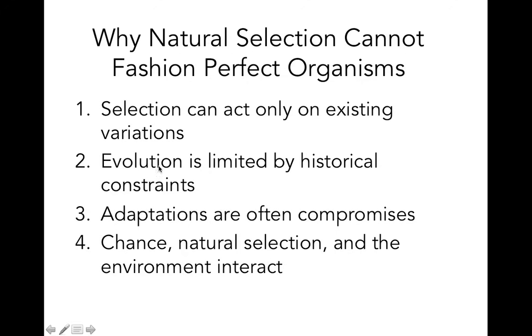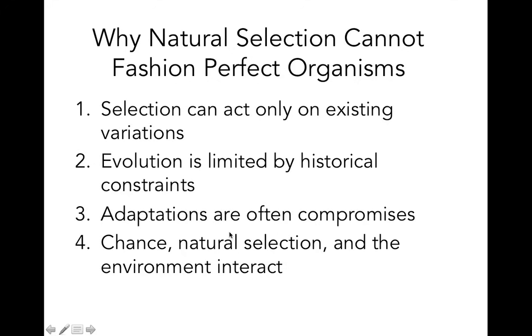So evolution is limited by historical constraints. So what may have been adapted in a previous era may not be the same thing that's adaptive in the current era. But if an allele gets fixed, or if an allele goes extinct in a population, there's nothing to be done about it. So evolution can be limited by historical constraints.